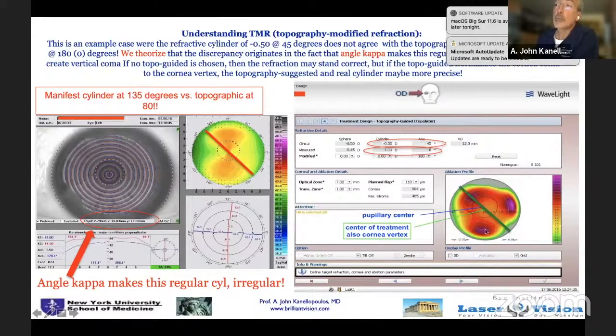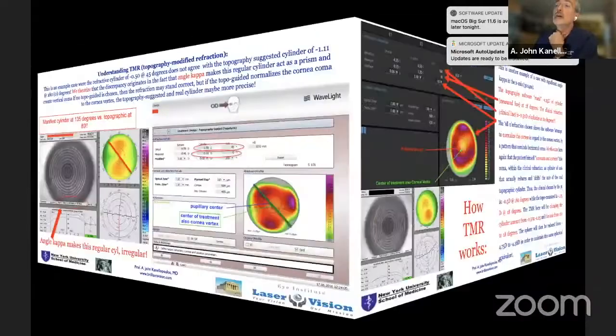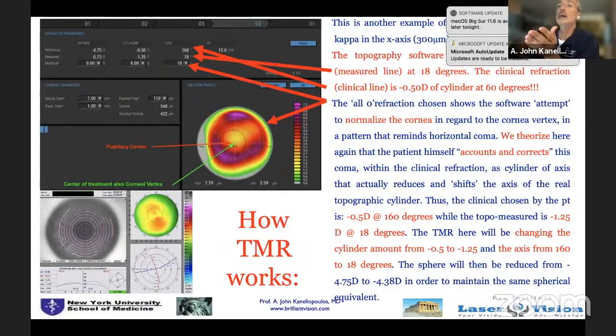And this is what the topography-guided software is trying to normalize if we set the treatment to 0 sphere and 0 astigmatism. So this is a coma-treating ablation that is added in the Contura Vision ablation of this eye. And this will normalize the corneal optics to the visual axis of the patient, meaning the corneal vertex. And this is the key element of why, if you want, the undercover magic in Contura gives us the supervision results. More detail on how this works.